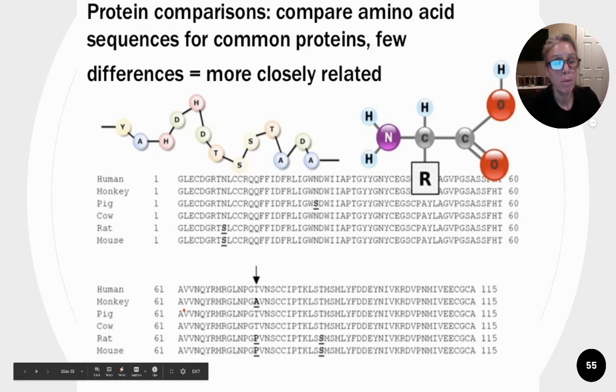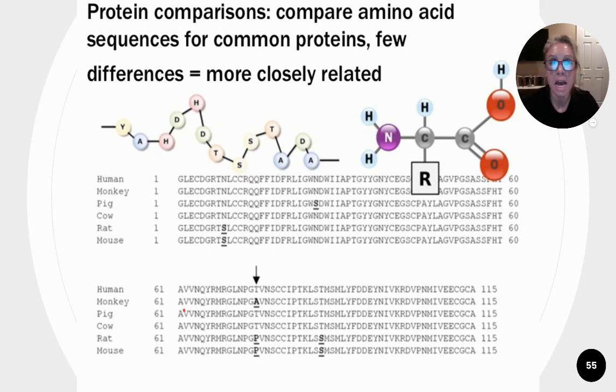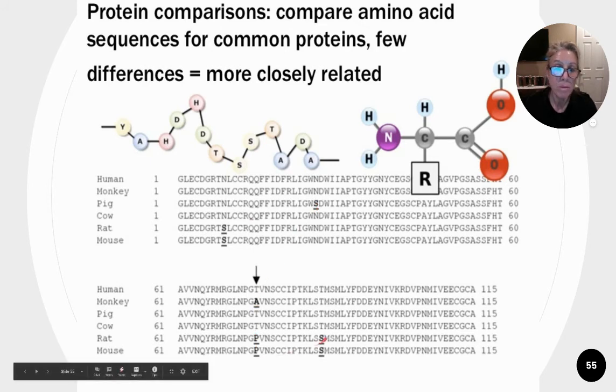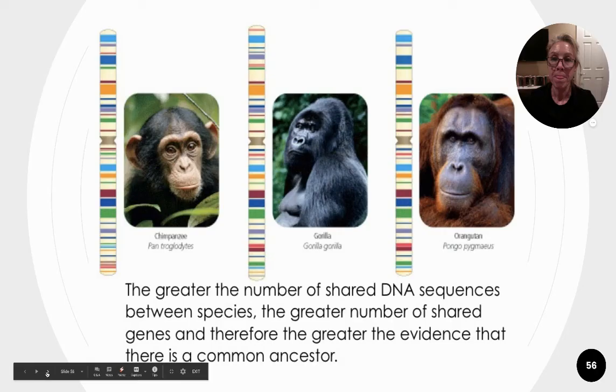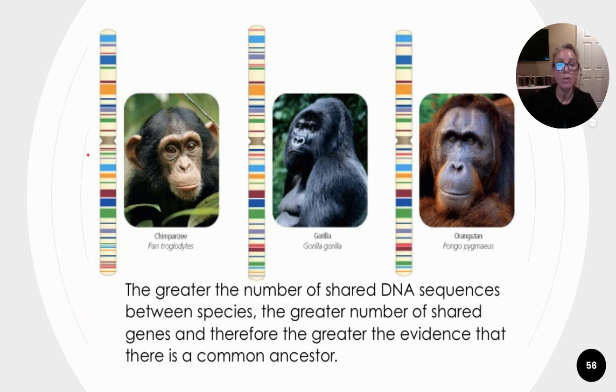So you can compare proteins, you can compare DNA. This is an example of, look, human, monkey, pig, cow, rat, mouse, right? And these are where you see differences, okay? So this would be a mutation, a difference in the amino acid that's building this protein. So if the amino acid is different, that means you have a mutation in the DNA that caused that difference. All right, so the greater number of shared DNA sequences between species, the greater number of shared genes, and therefore the greater the evidence that there is a common ancestor.